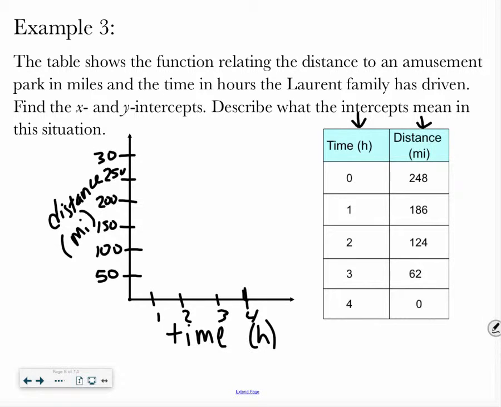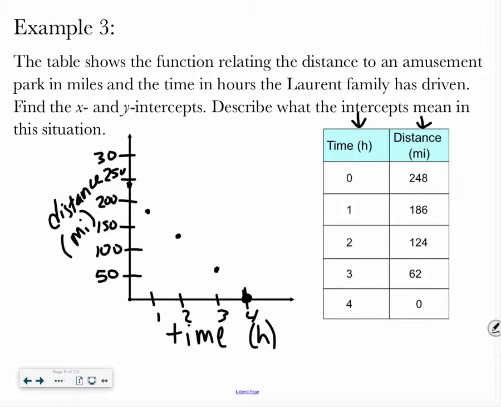So if I quickly plot this, at 0 hours, we still have almost 250 miles to go. After 1 hour, we still have about 180 miles to go. After 2 hours, we still have about 120. After 3 hours, we have about 62. After 4 hours, we have arrived. Okay?